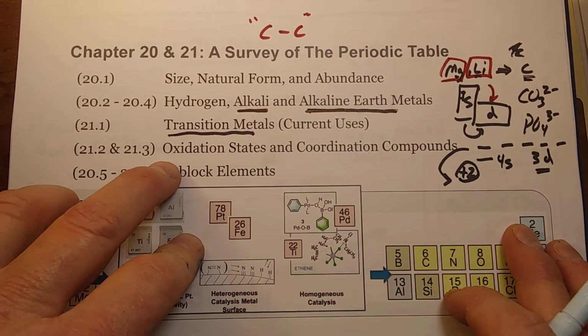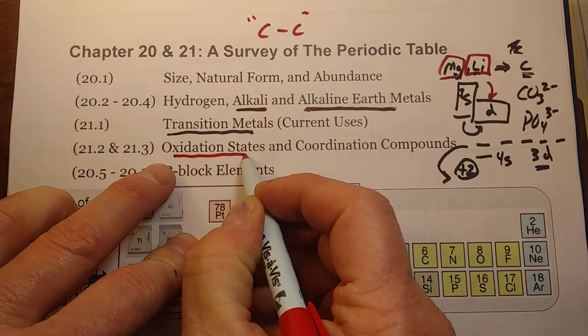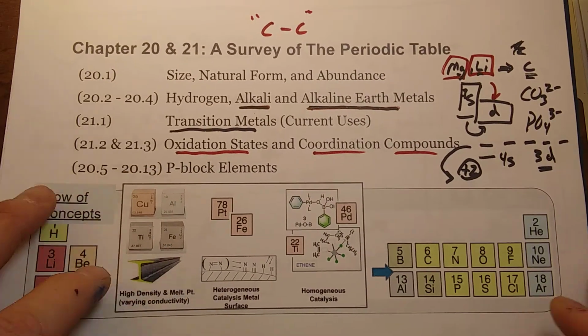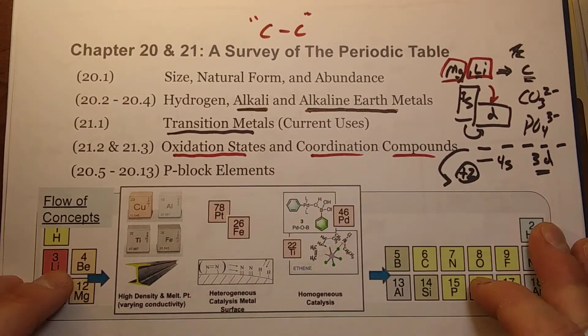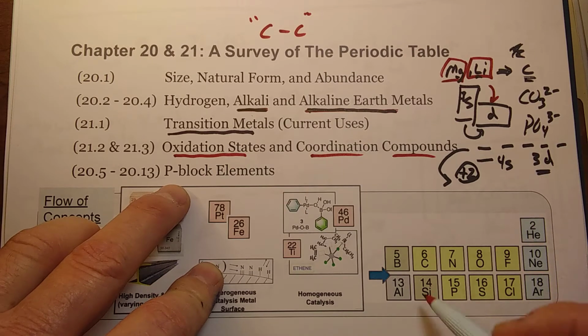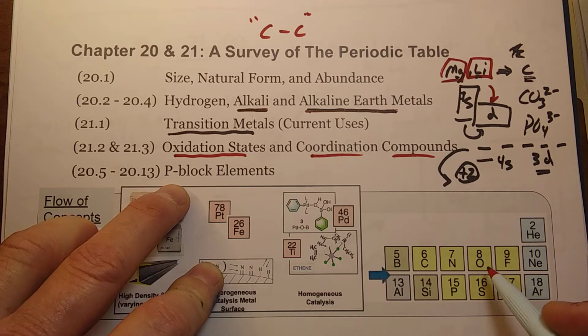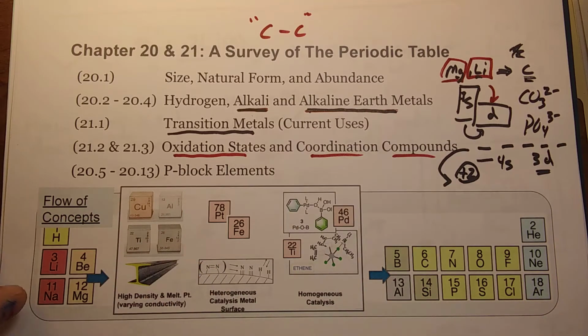I need to move on, and I need to cover just three things. We need to look at oxidation states and coordination compounds. I've been using this term ligands, so we need to define that a little bit. And then last, I won't spend too much time, look at the P block elements, maybe just focusing in on oxygen, carbon, and some of the halogens.